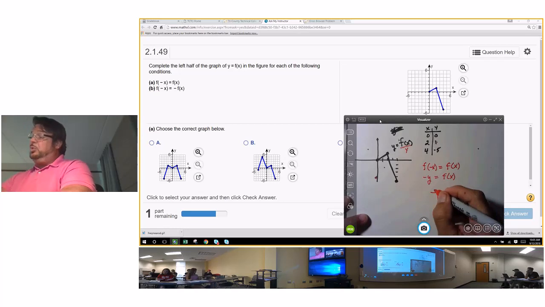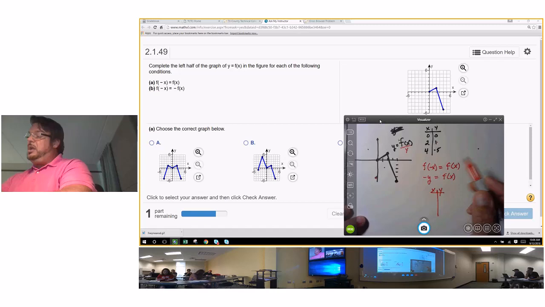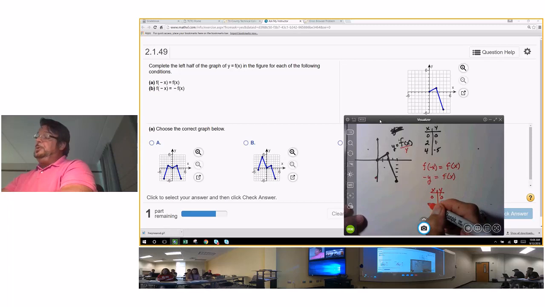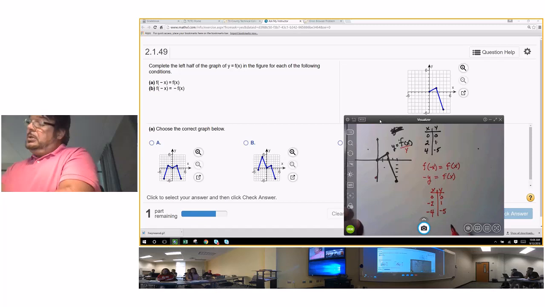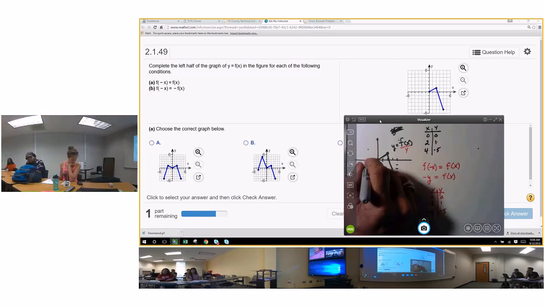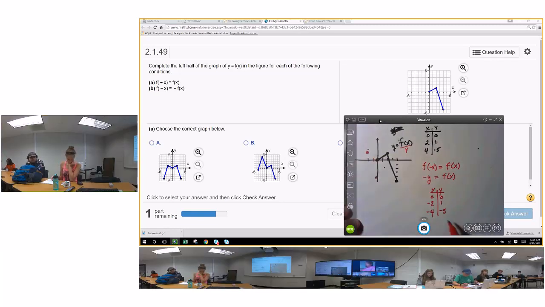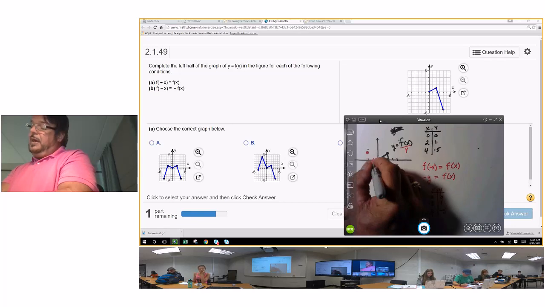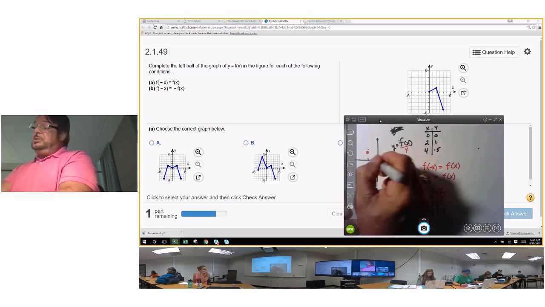Because what's the only thing that's changing? This side over here. It says f of negative x. So that means that all our numbers on the left are going to turn into what? Negative numbers. That 0 doesn't affect 0, but what does that 2 turn into? A negative, and that 4 turns into a negative. So let's graph these points. That one goes there. Negative 2, positive 1. And negative 4, negative 5. So which one is it?